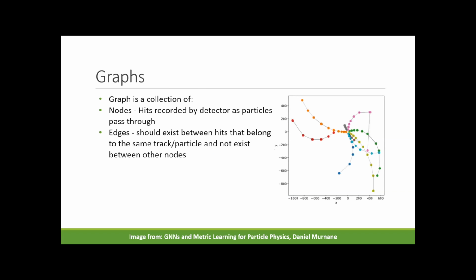So what is a graph? It's a collection of nodes and edges. In this application, nodes are the hits recorded by the detector as particles pass through, and the edges exist between hits that belong to the same track or particle, and they shouldn't exist between other nodes. So the goal of the whole GNN pipeline is to train a neural network to create this graph and then identify within this graph which segments of the graph belong to different particles and different tracks.